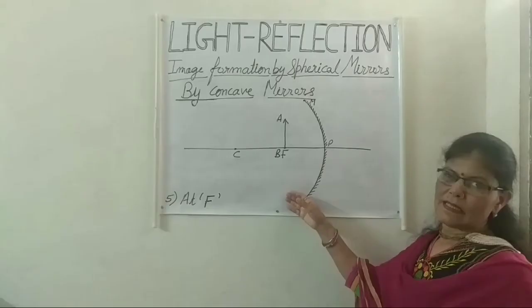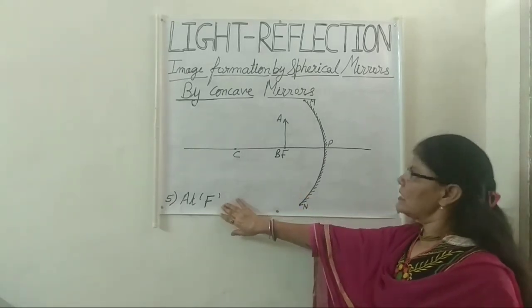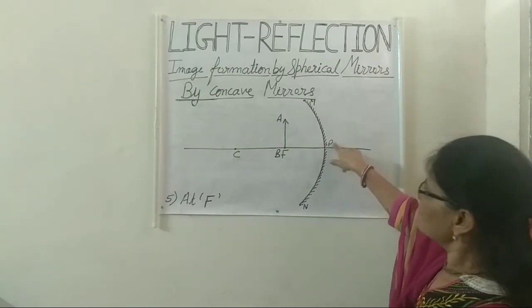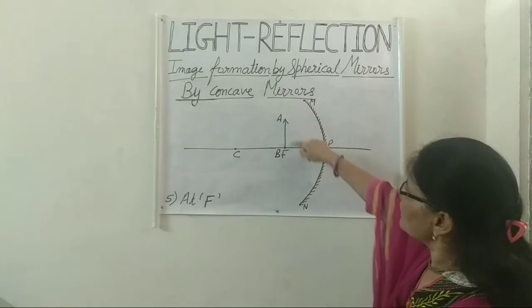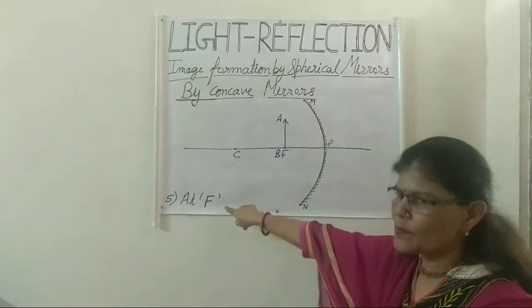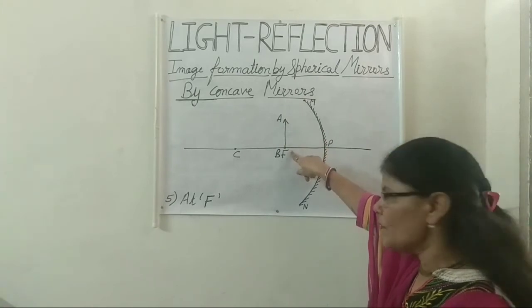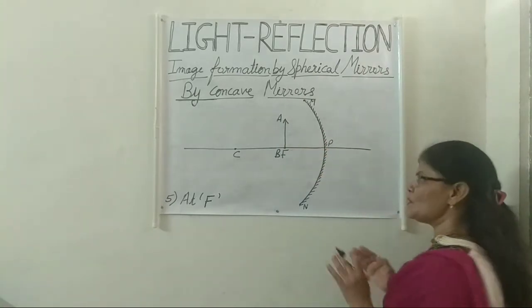In the fifth case, the object is at the principal focus. So again we have a concave mirror. This is the pole of the mirror. This is the focus. This is the center of curvature. And our object AB is at the principal focus. So out of the four rules, here we can use any two rules at a time.